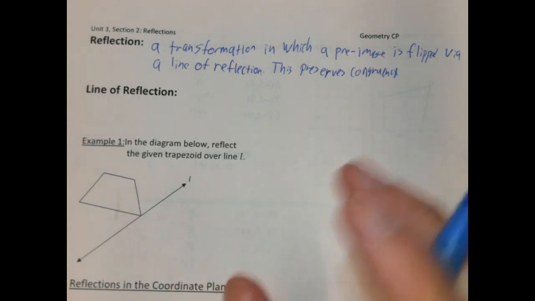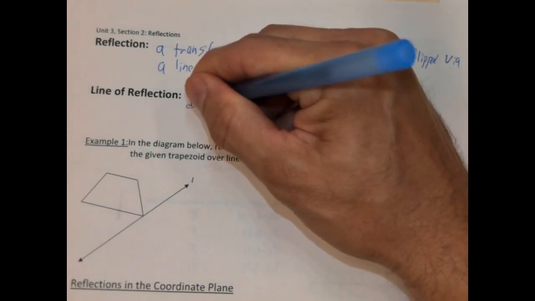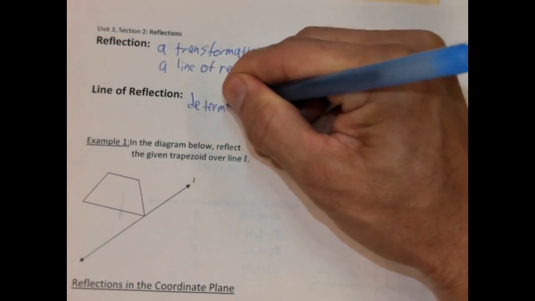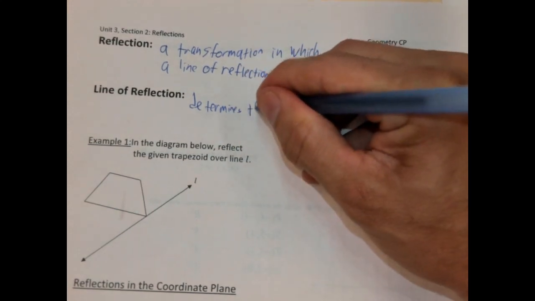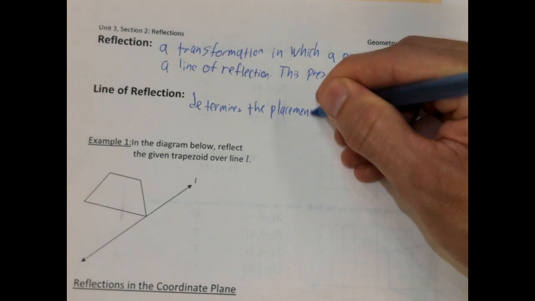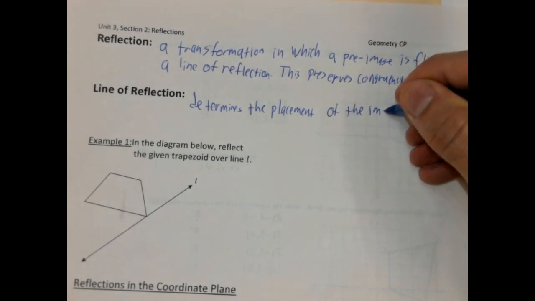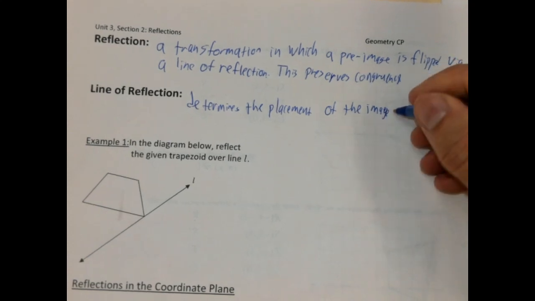The important thing is you need a line of reflection. You cannot perform a reflection without a line of reflection. Okay, and the line of reflection determines the placement of the image in a reflection.